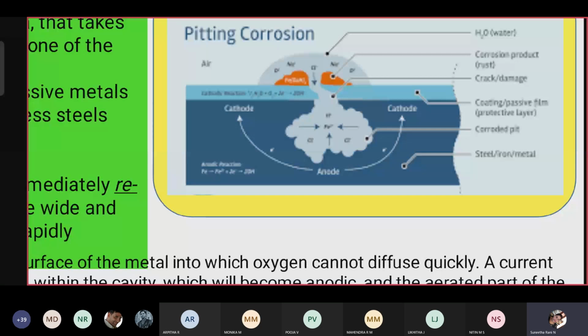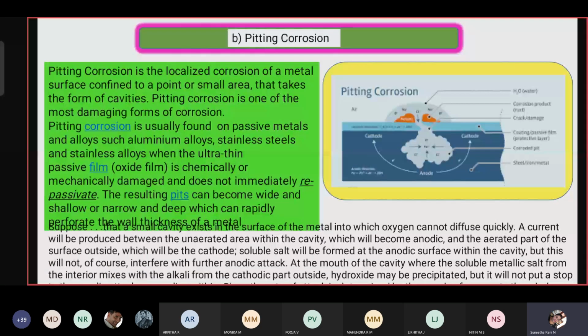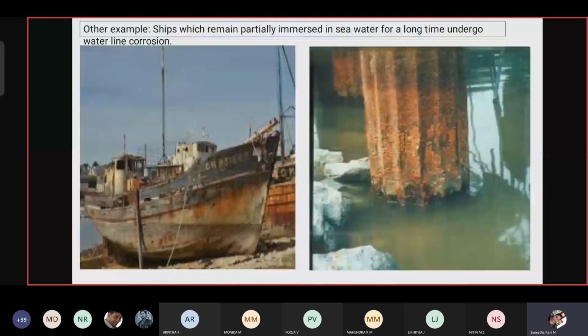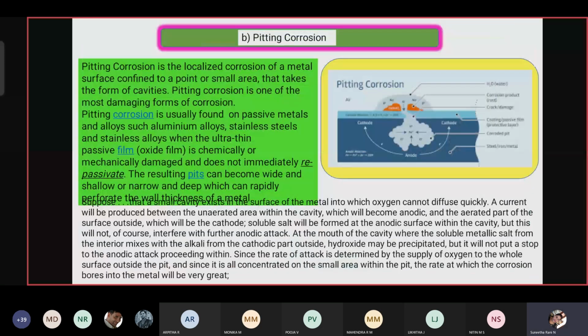Pitting corrosion is usually found in passive metals such as aluminium alloys, stainless steel and stainless steel alloys, when the ultra-thin passive film is chemically or mechanically damaged and does not immediately repassivate. Repassivate means it cannot be reconstructed again. This results in the formation of pits.